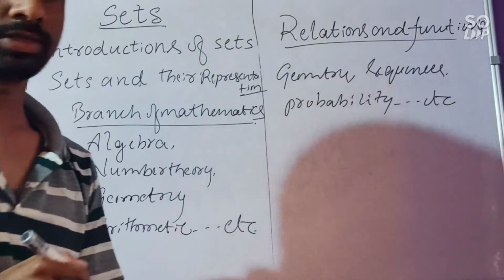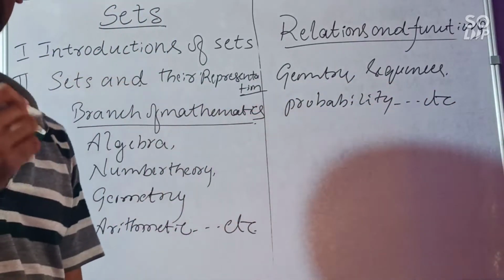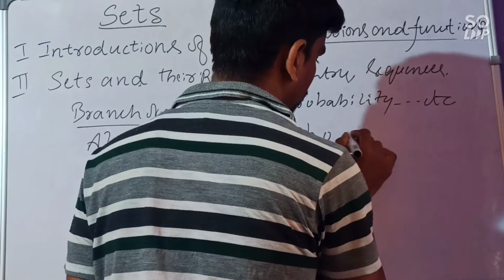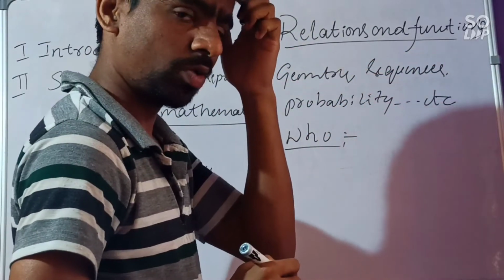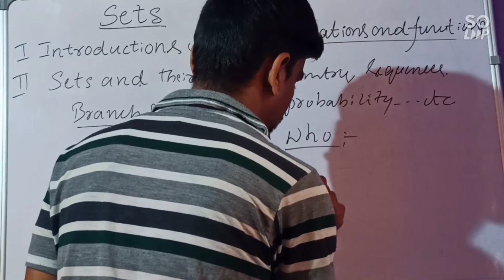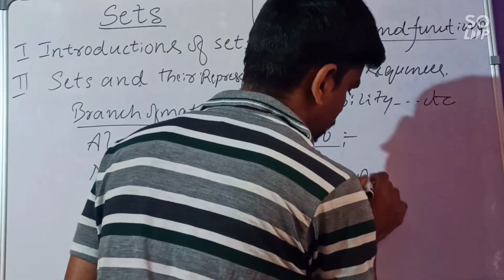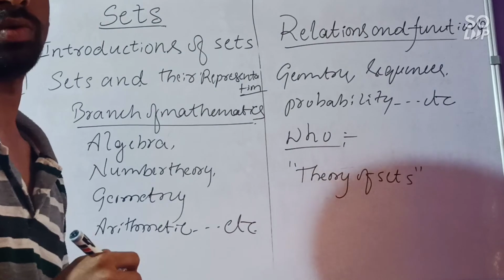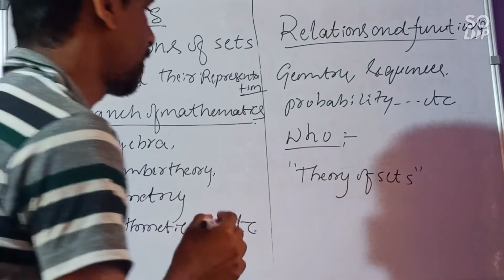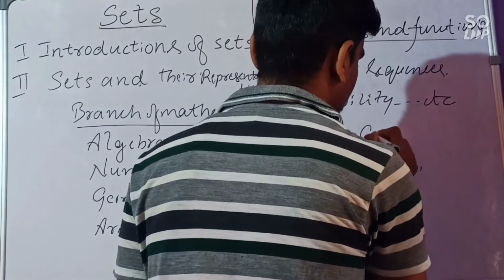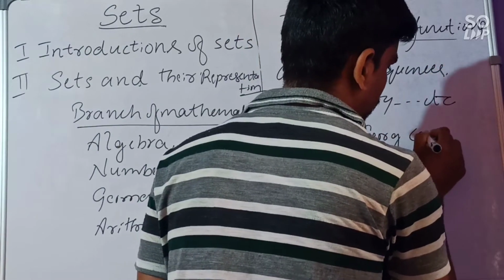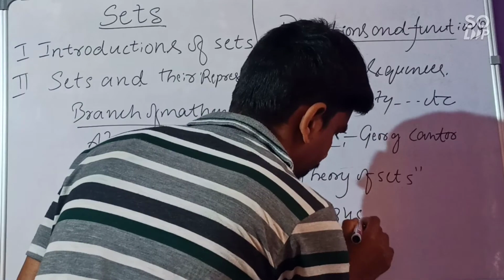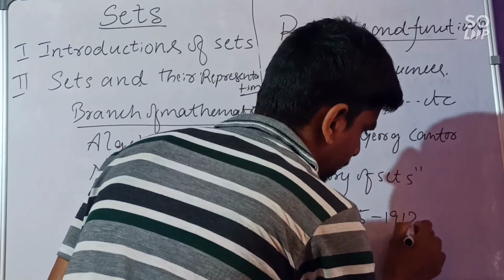Next, who developed the theory of sets? The German mathematician Georg Cantor, in around 1845 to 1918.